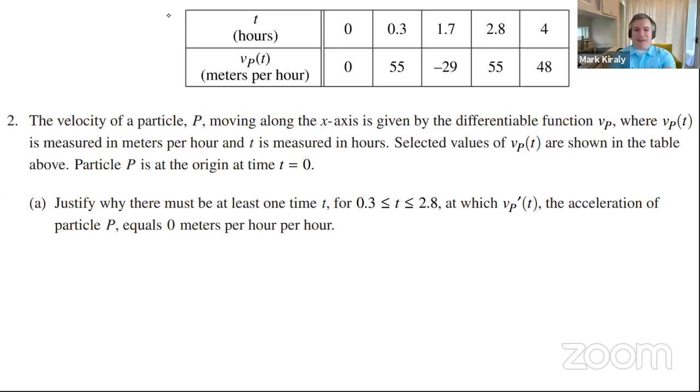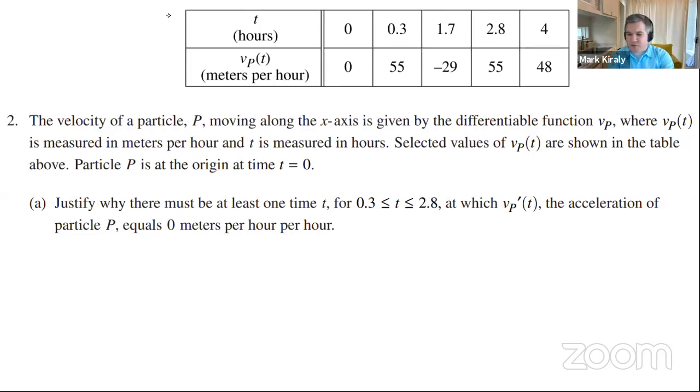All right, so this is number 2. We've actually talked about this problem, I believe, once before, or at least included it in one of our very early lessons. This is number 2 from the 2019 exam, from last spring's exam. It says the velocity of a particle p moving along the x-axis is given by the differentiable function v sub p of t, where v sub p of t is measured in meters per hour and t is measured in hours.